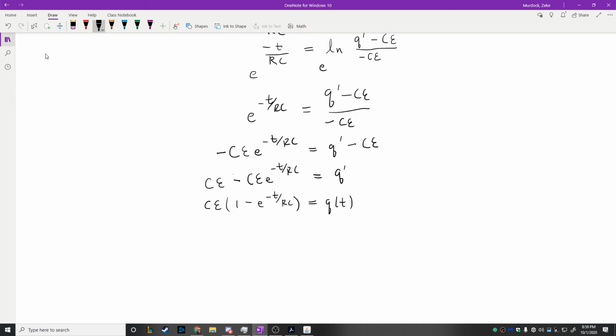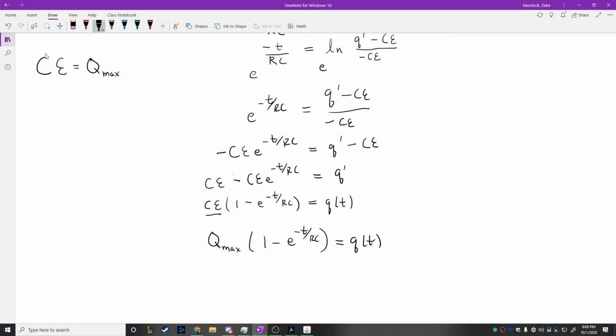But I want to notice something right here. In our problem, this was the capacitance C multiplied by E. If I take C and multiply by the EMF of the battery, this is going to give us the maximum charge on our capacitor. That's the maximum value you get for the charge on the capacitor. So a better way to write this would be Q max multiplied by 1 minus e to the negative t over RC. And now we can see if this makes any sense.